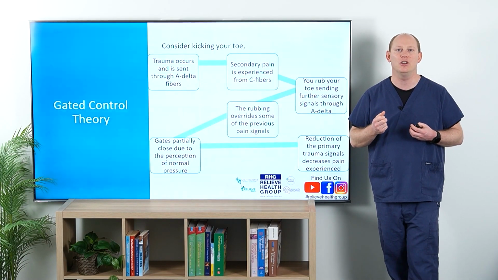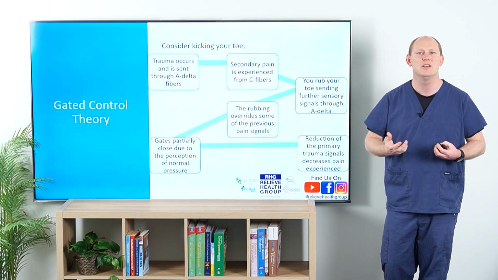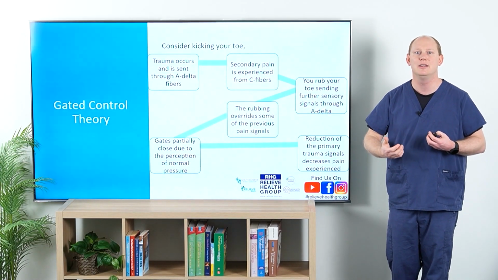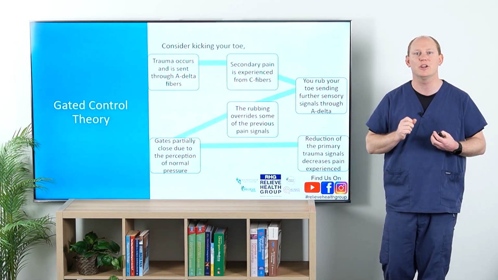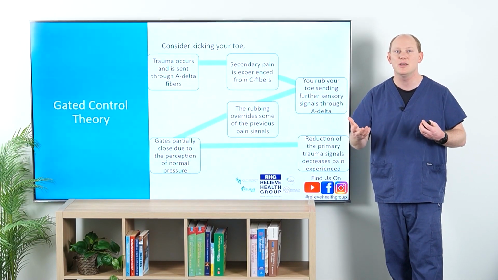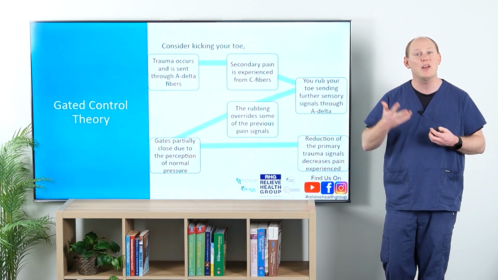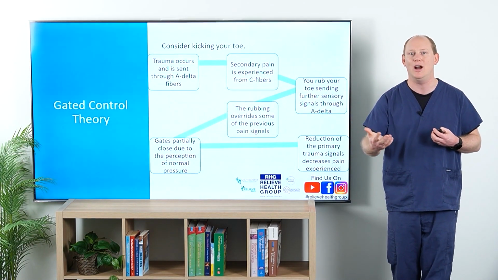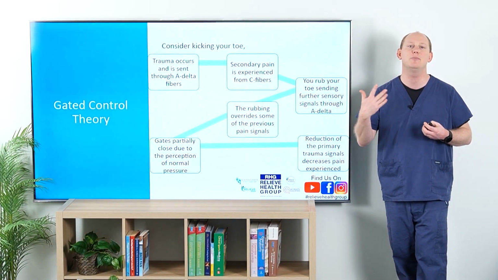Now, consider kicking your toe. When the pain occurs, it is transmitted to the central nervous system through our A delta fibers. They're the first and fast pain fibers. And then our C fibers, the slow and continuous pain. So we're going to really start looking at this a little bit further. Initially, that trauma occurs and it's sent through those A delta fibers. Secondary pain is experienced from the C fibers, and you rub your toe, sending further sensory signals through A delta. The rubbing overrides some of those previous pain signals, and those gates partially close due to that perception of normal pressure rather than pain. And that's going to give a reduction of the primary trauma signals, decreasing the pain that's experienced.